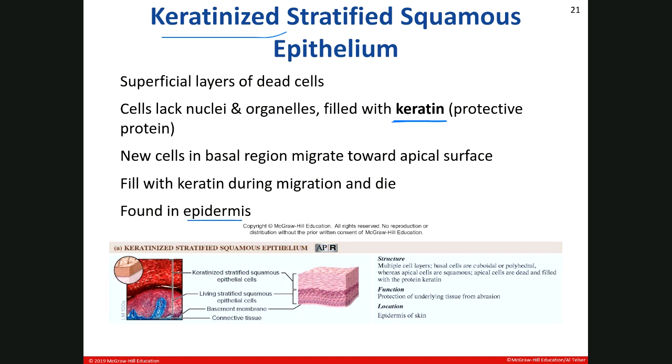When we get to the stratum granulosum, that's the third layer, that's when these cells start to produce keratin, and that's when they start to die.